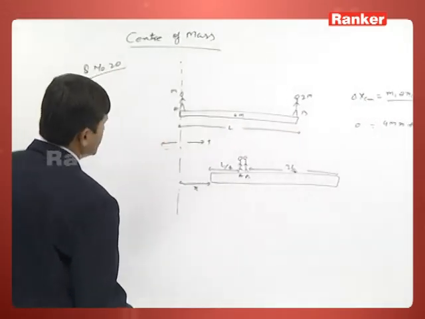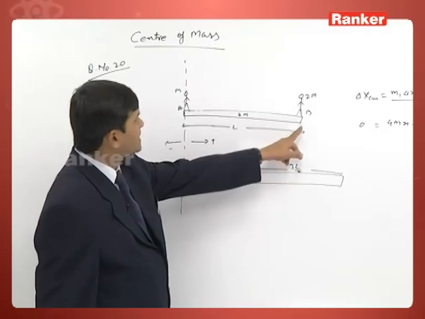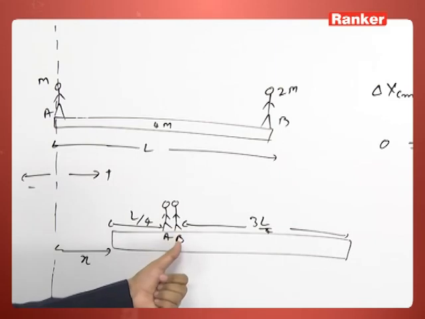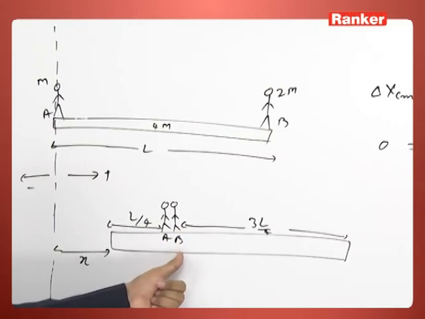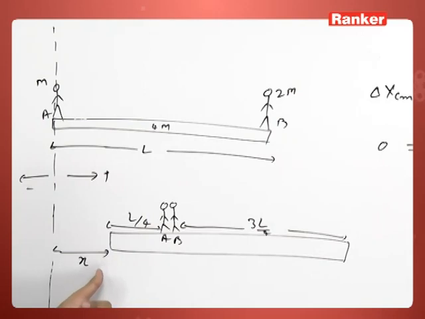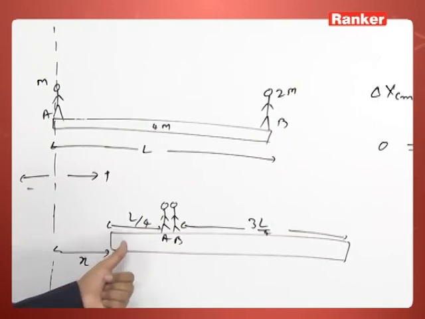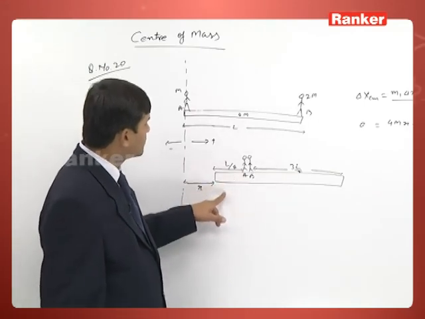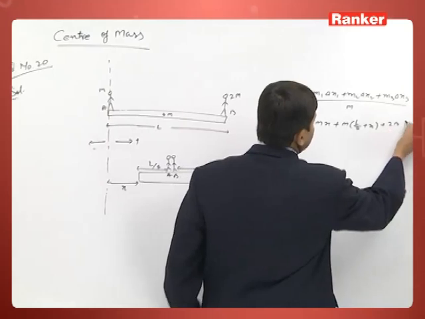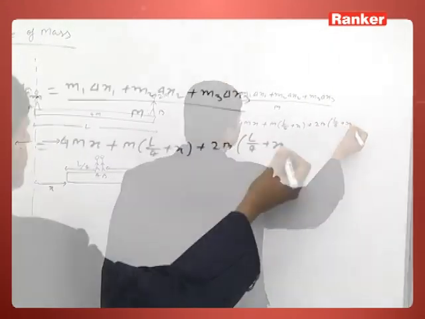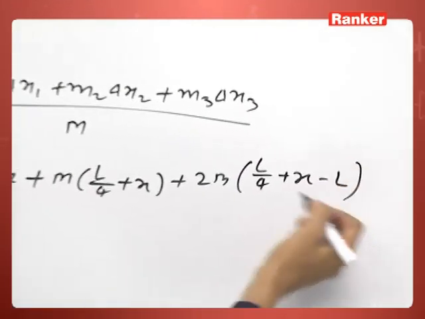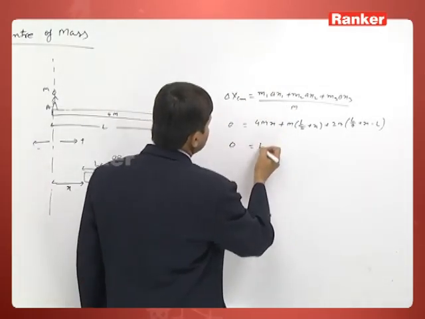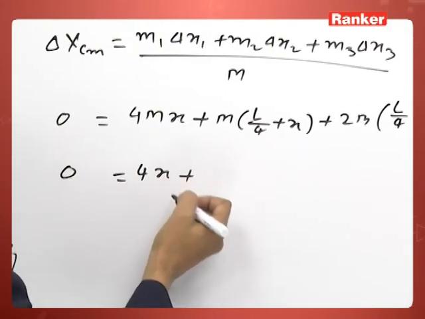Man B: the initial position of the center of mass was L. Now the position of center of mass of B is L by 4 plus x. The final minus initial: final L by 4 plus x minus initial L. Now it is 0.